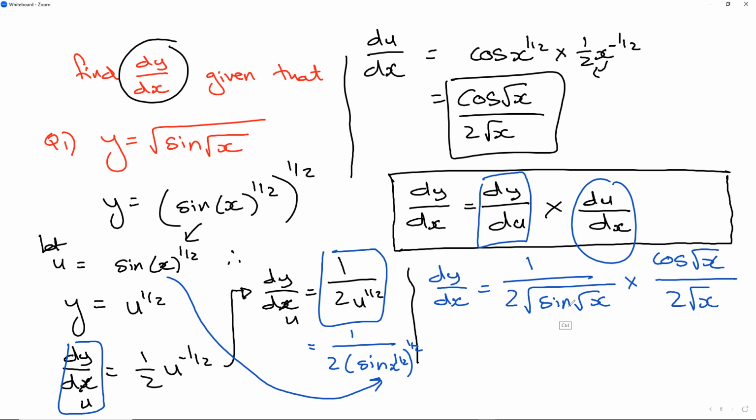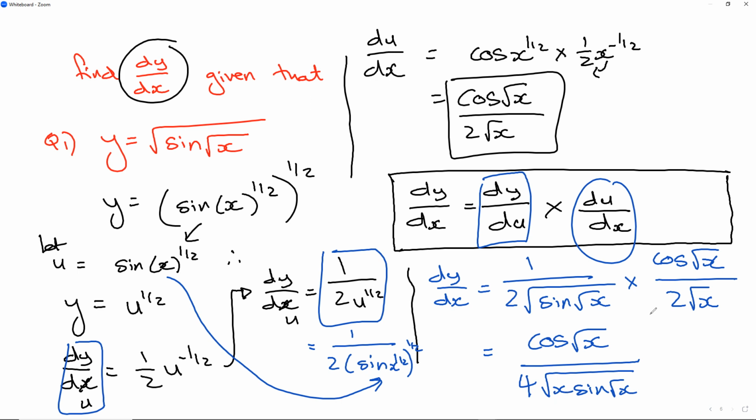And nothing needs to cancel. We've now found dy/dx. We just need to simplify it into a single component. So cos root x over 2 times 2 would give you 4. The root x can multiply into the bracket and become x sine root x, but the square root remains as is. I could rewrite it in many different ways. I could do the root x on the outside.